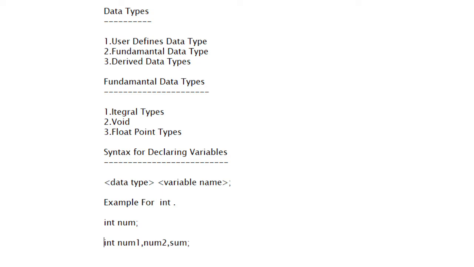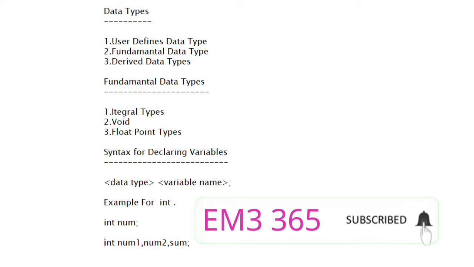Integral data types means a whole number can be stored using this kind of data types. Floating point data types means we can store and manipulate floating point numbers or decimal numbers. That's why they have created floating point data types. In integral data type there are two kinds of data type. First one is int, second one is char. In floating point data type, similar to the integral data types, there are two. The first one is float, the second one is double.